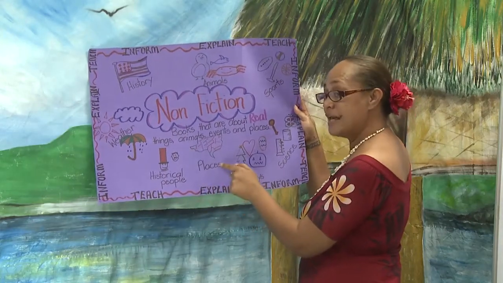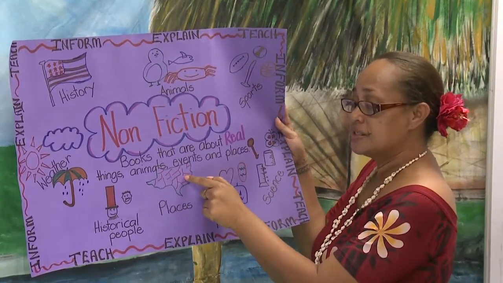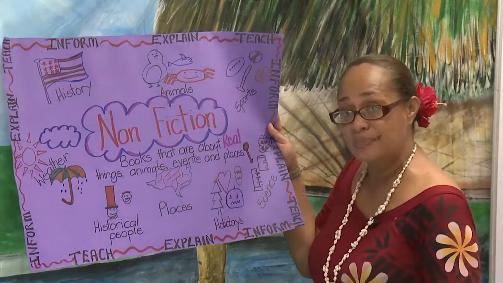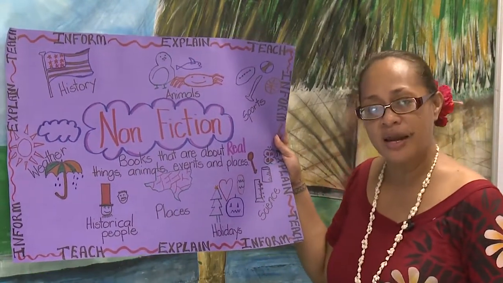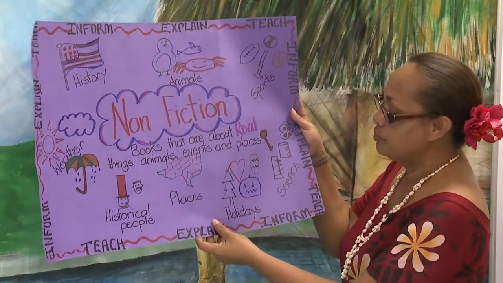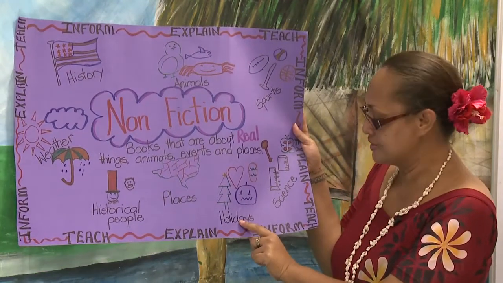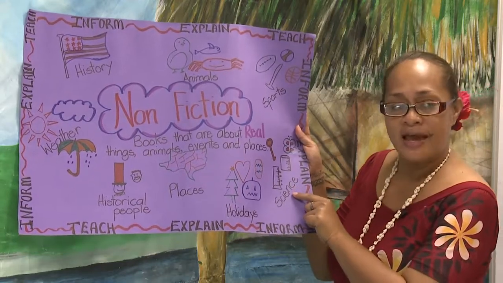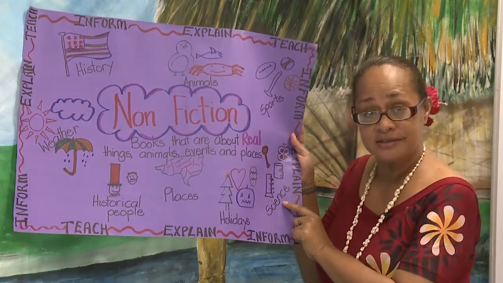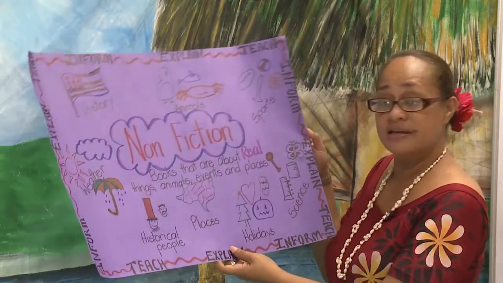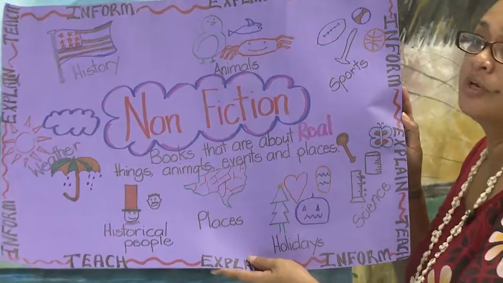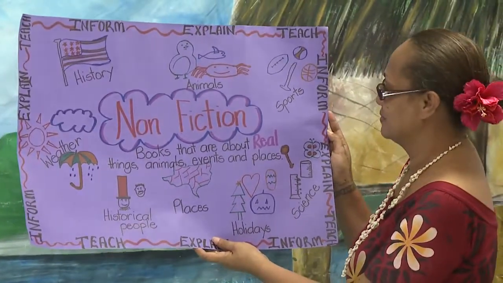It will be about places, which means books with maps. There will be diagrams. It will be books about holidays, real holidays, about science or investigations. When we talk about science and investigations, it will be about real events.